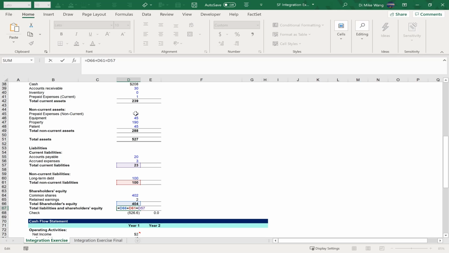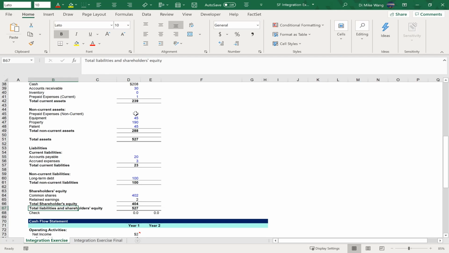Oops. Should be a plus. There we go. We have $527 in total liabilities and shareholders' equity. And we also have $527 in total assets, which gets us to a balanced balance sheet.